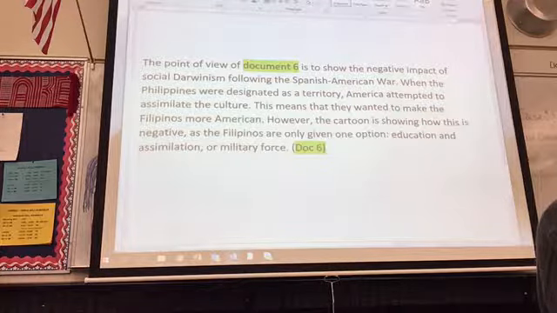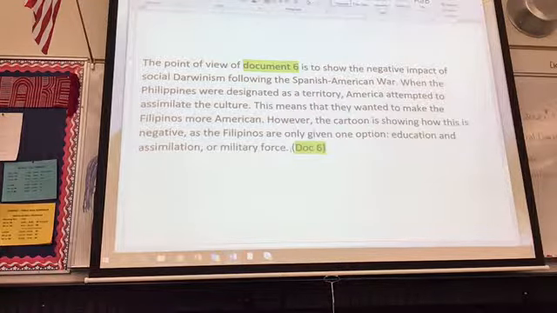However, the cartoon is showing how this is negative, as the Filipinos are only given one option: education, assimilation, or military force. Now, if you notice, there are two different ways you can do the document. You can either say the point of view of document 6, or you can put doc 6 at the end, based on what you want.